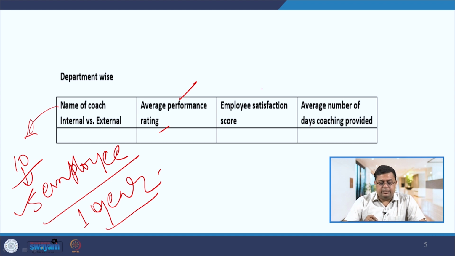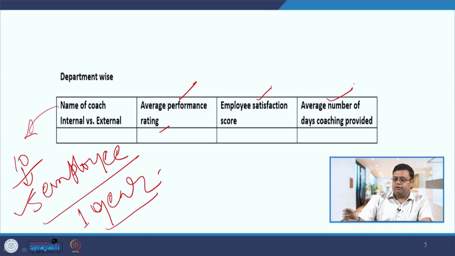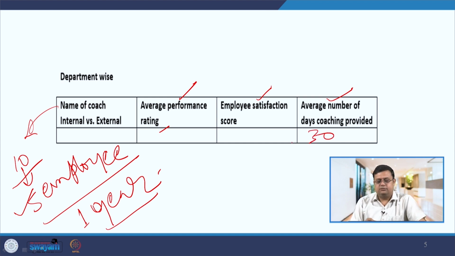And the second thing that you can write is the employee satisfaction score. Calculate satisfaction within the organization, and for the coach also, whoever is giving the training. So write the satisfaction score, and then you can write the average number of days that coaching was provided. If somebody provided 30 days, 45 days, 50 days, that is for how many days the training was provided.